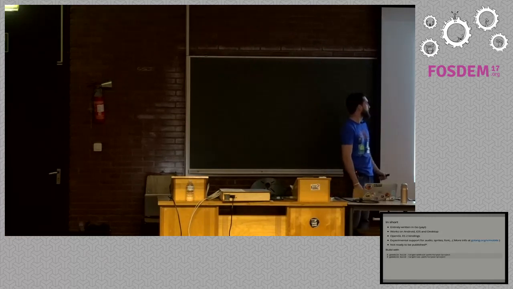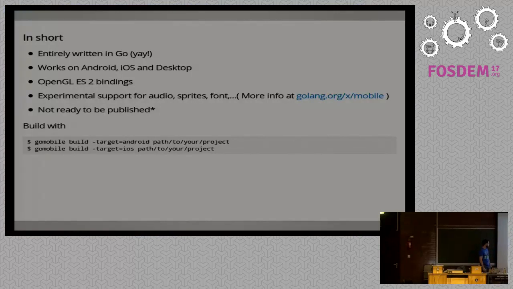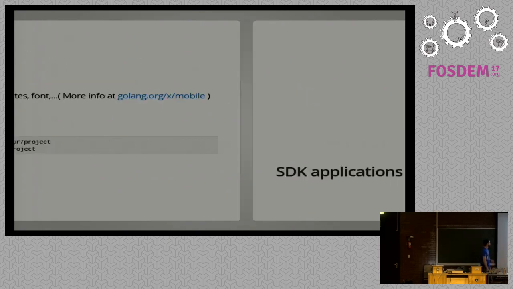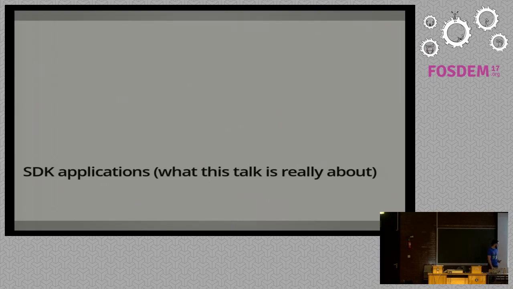To make a project with Gomobile build, you specify the target, which is Android or iOS, and the path to your project. And your file will be there. SDK application, or what this talk is really about, is what I have experience with.